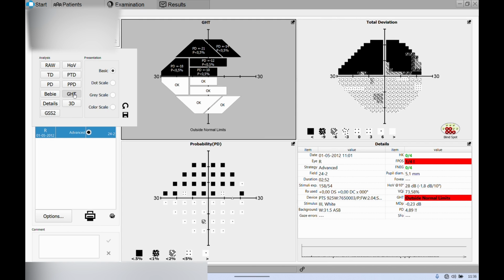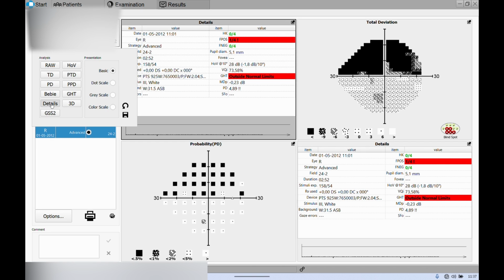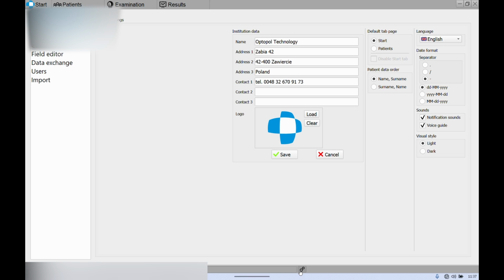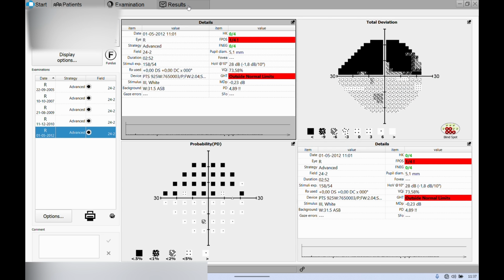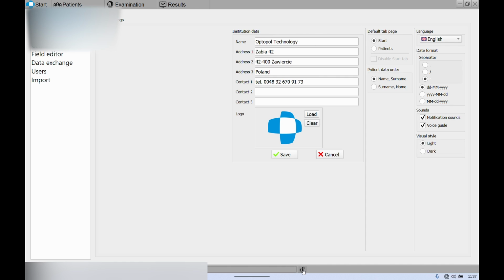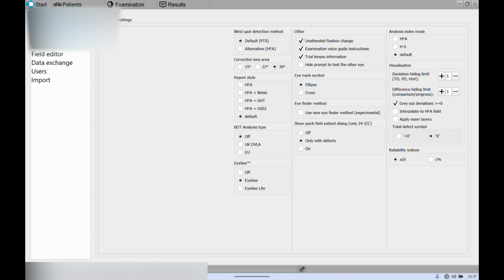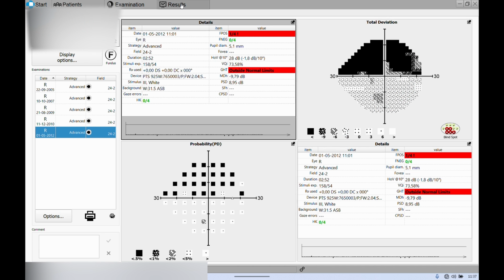Then we have the sector analysis, the differences between inferior and superior sectors, the GHT. Next we have details, so the information about the test itself, like the date, the time, the duration, laterality, size of stimulus, but also the basic parameters like the MD, VFI, GHT, etc. So an interesting thing is that you can change the analysis indices based on how the Humphrey or Octopus is actually doing it. Conversely, you can use Optopol's own method.